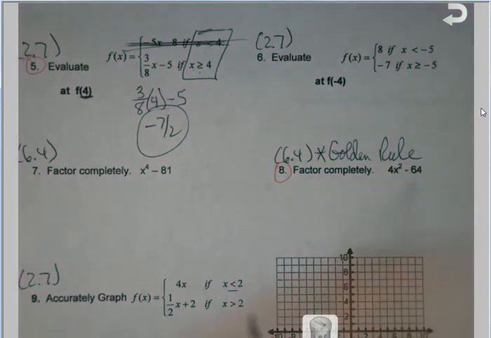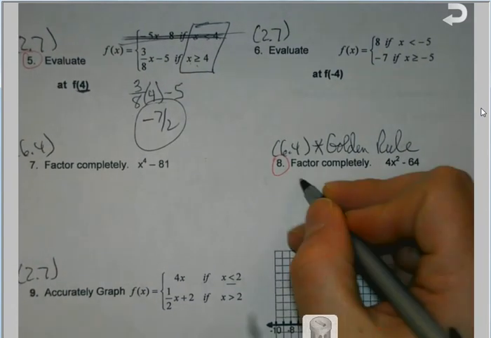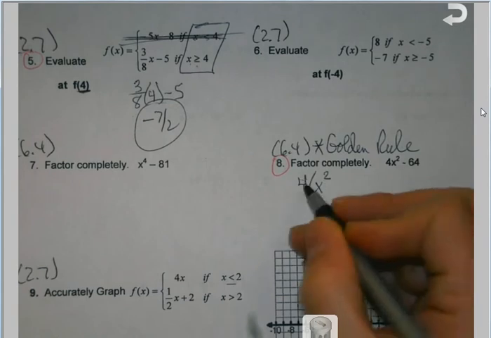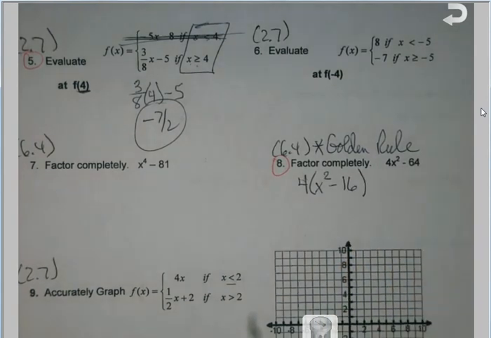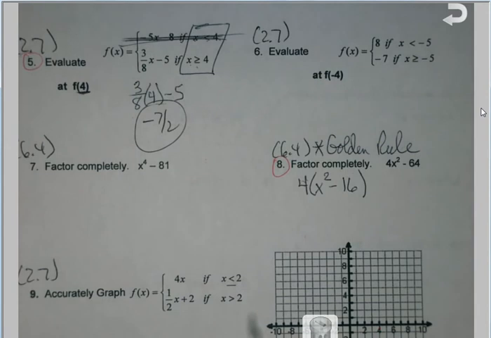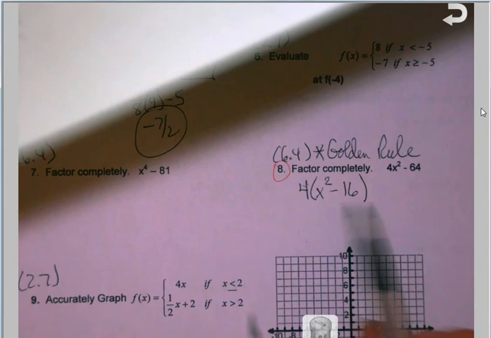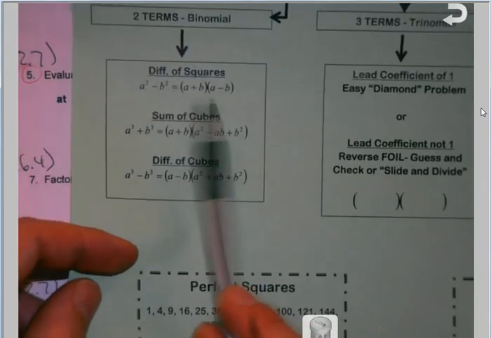Do these two terms have anything in common? 4. If I take out the 4, I have x squared, and 4 goes into 64 16 times. And here's where I have to be careful. I can't be content with this. I've always got to look at what's in the parentheses and see, can I factor this? I look, and I'm like, well, that's a little two-termer. Two-termers, squares. Wait a minute, squares. X squared and 16. Oh, 16 is a perfect square. It's a difference of squares.